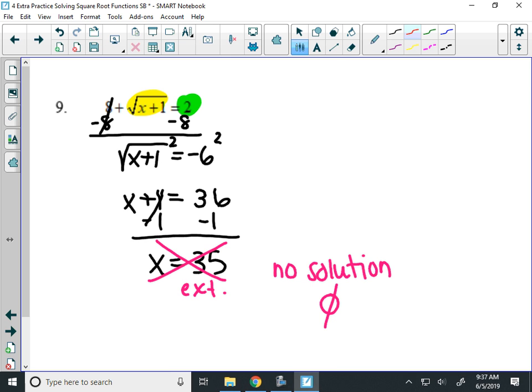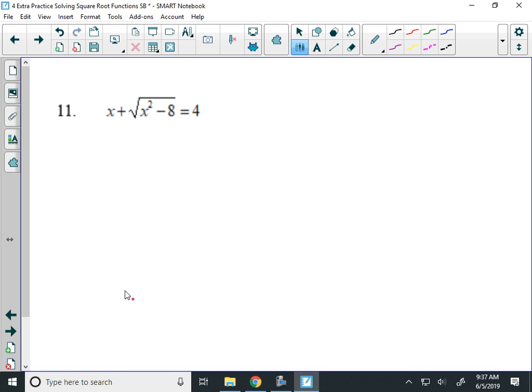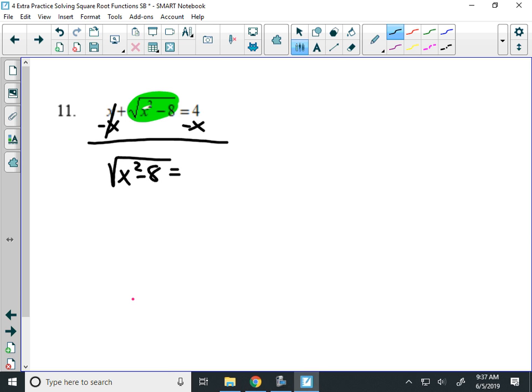Great, last one. Number 11. I think that's the last one. Yep. Isolate the square root. I'm going to subtract x from both sides. This is the longest one on the page. And what I'm going to do is I have x squared minus 8 equals 4 minus x. I'm going to write it this way so I don't have a negative in front. I'm just going to leave it as 4 minus x. That's fine. The square root is isolated, so I'm going to square both sides.